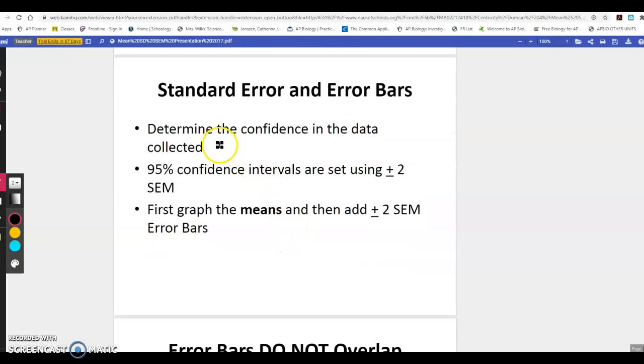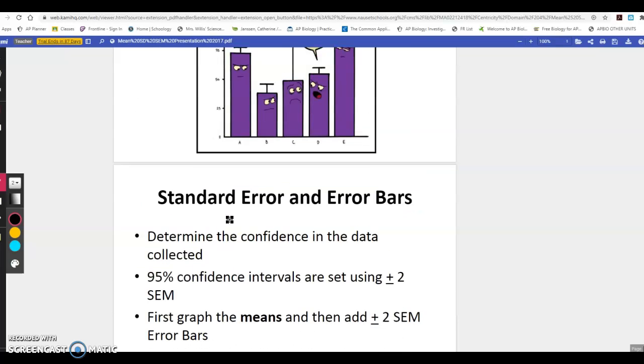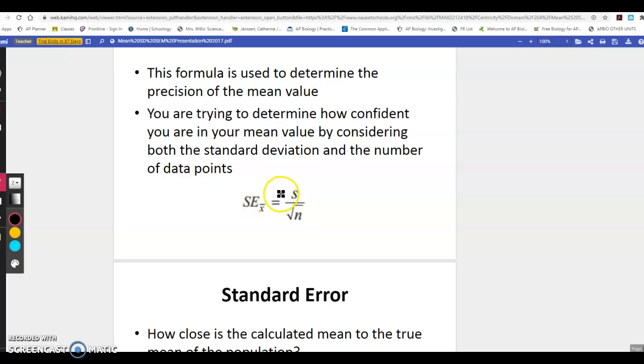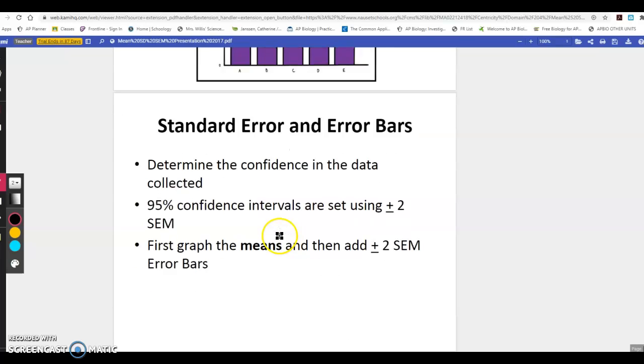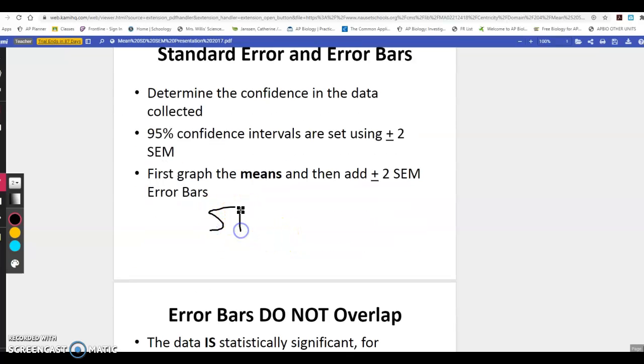So to determine the confidence in the data, we always want to do what is called the 95% confidence interval, which is plus or minus 2 standard errors of the mean. Okay? So what that means is we have to solve for standard error of the mean. So standard error of the mean is standard deviation divided by the square root of the number of values. So for us, our standard error is equal to our standard deviation over the square root of n. Our standard deviation was 1 over the square root of 3.